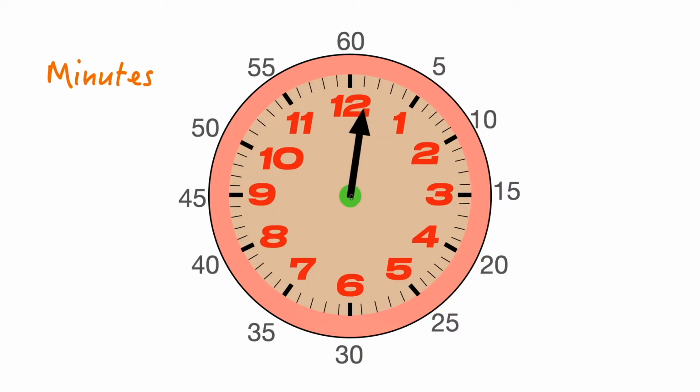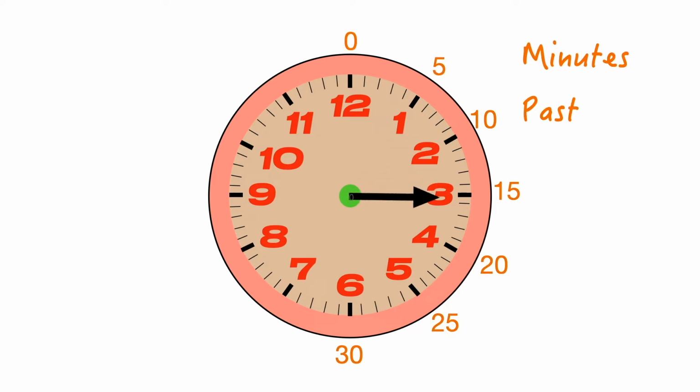As we move around, our large numbers, the hour numbers, are actually representing our minutes past. As we keep moving around the clock, we keep counting in lots of 5, because between each hour number there are 5 individual minutes. 1, 2, 3, 4, 5. So when we reach the 2, that represents 10 minutes past the hour. 15 minutes past.